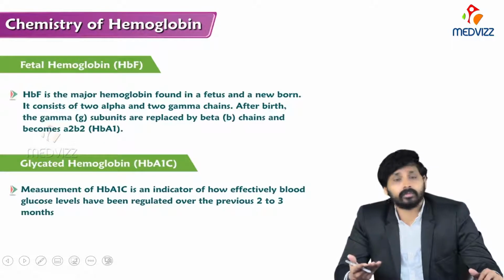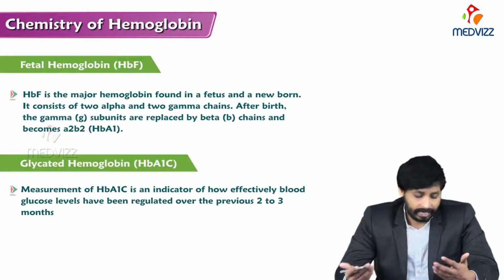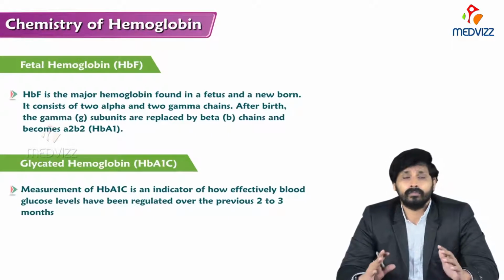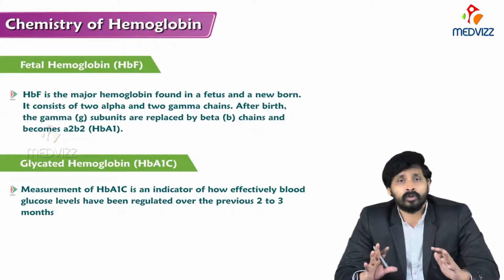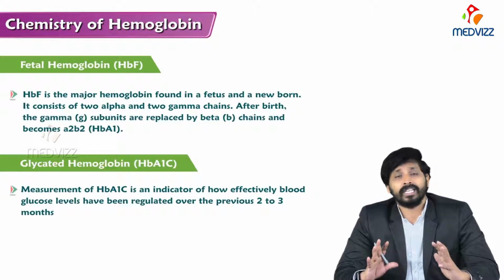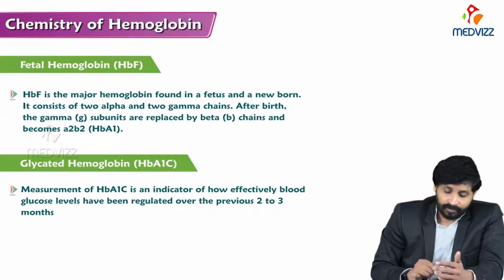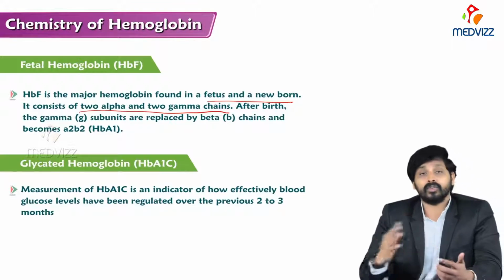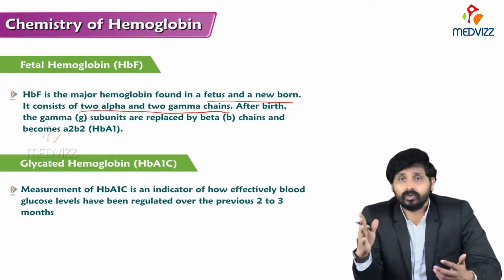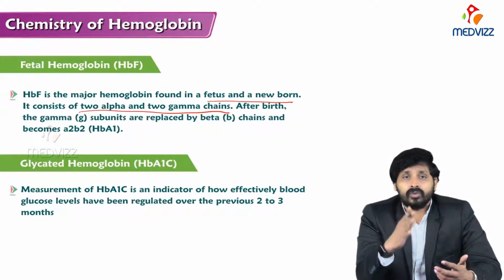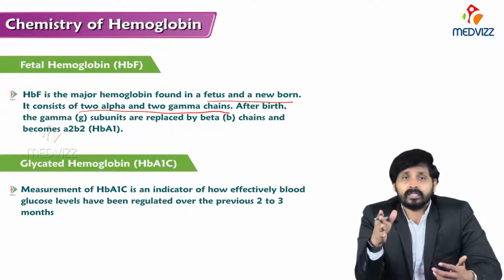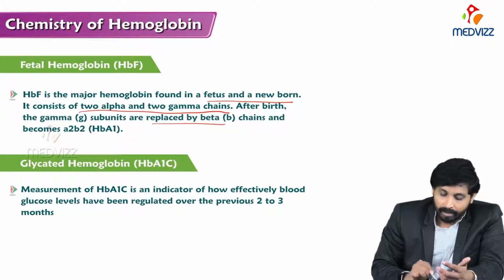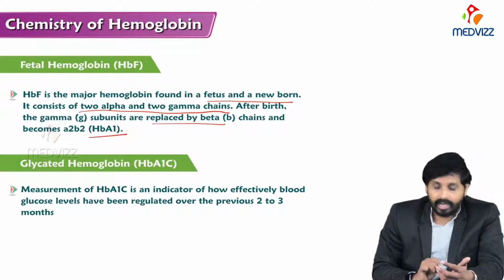The second category is fetal hemoglobin, indicated by the short form HbF. When the baby is in the mother's uterus, its RBCs contain hemoglobin in the form of HbF. HbF is the major hemoglobin found in the fetus and in the newborn. It consists of 2 alpha and 2 gamma chains. So HbA1 consists of 2 alpha chains and 2 beta chains, HbA2 consists of 2 alpha chains and 2 delta chains, whereas HbF consists of 2 alpha chains and 2 gamma chains. After birth, the gamma subunits are replaced by beta chains and it becomes HbA1.